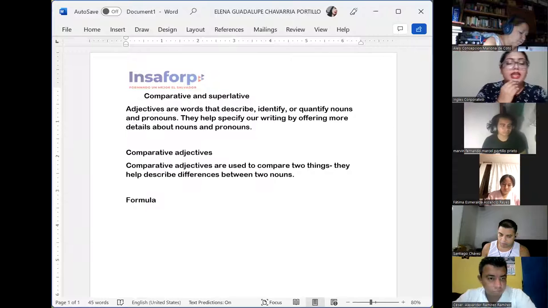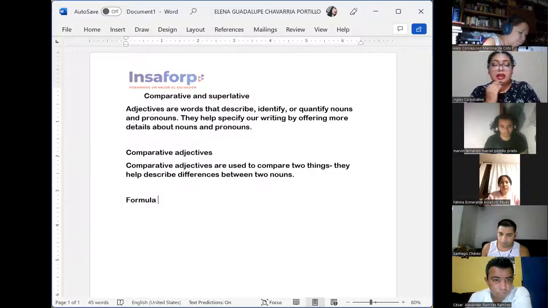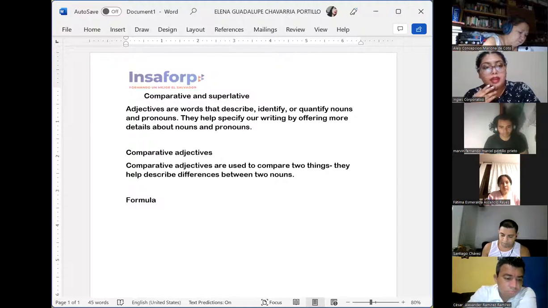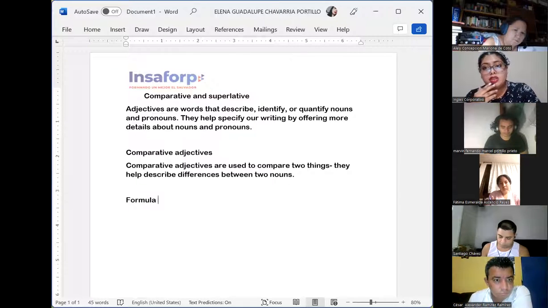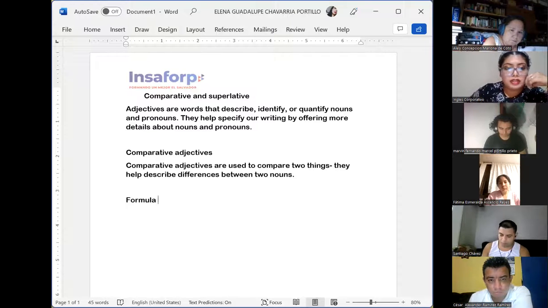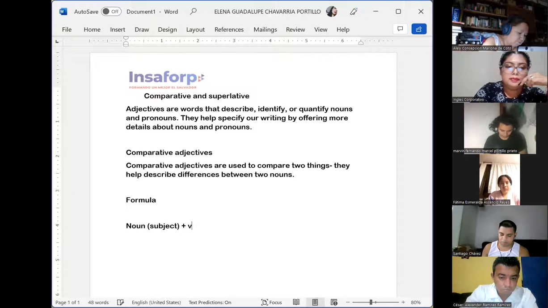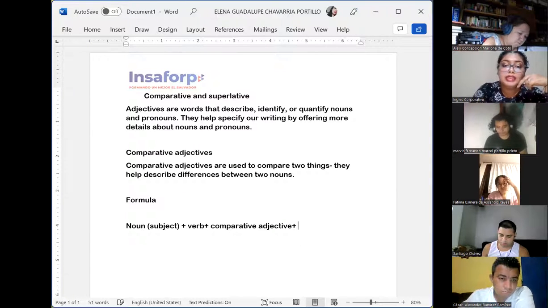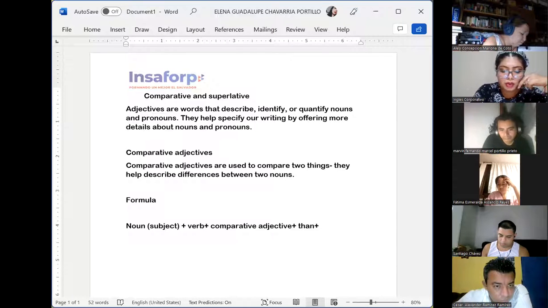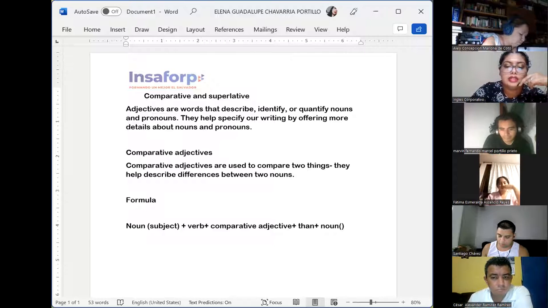And as with the other tenses or structures, we have a formula for this kind of adjectives. We are going to use these structures to make easier the way in which we write these kinds of sentences. So for the formula, we have first the noun or the subject. Then we have the verb. Then we have the comparative adjective. Then we are going to use than. And we are going to have another noun, a noun that is going to function as an object.